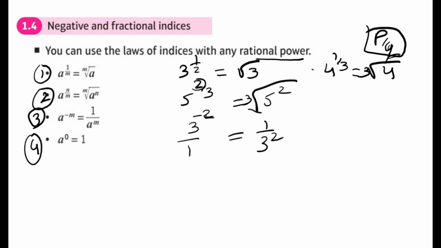Fourth rule, a very important rule, which is the zero power rule. Anything raised to the zero power is always 1. For example, 100 raised to 0 is 1. 2y raised to 0 is 1. Anything raised to 0 is 1. Remember, it is a very important rule.